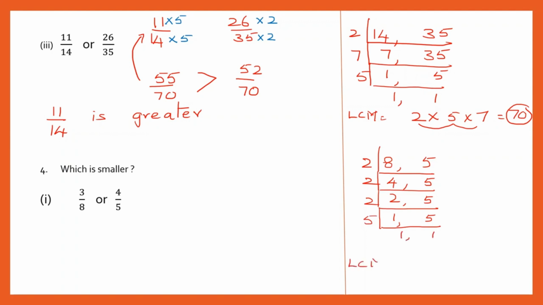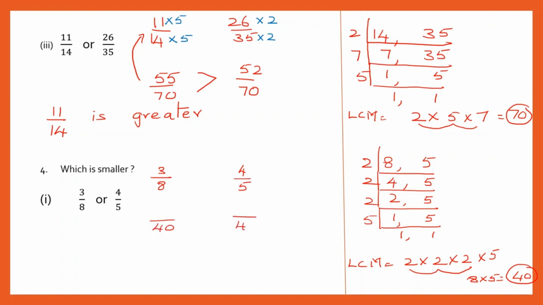Now the LCM will be, count all the 2's, there are 3. 2 into 2 into 2 into 5. 2 2s are 4. 4 2s are 8. 8 into 5 is 40. 8 5s are 40. So I can use 40 as my common denominator. So the two fractions are 3 by 8 and 4 by 5. Now my common denominator is 40.